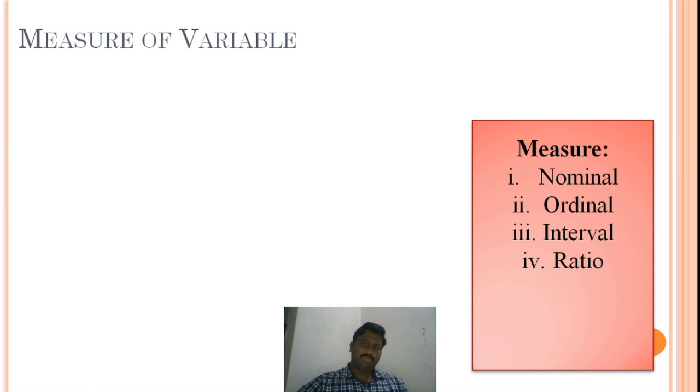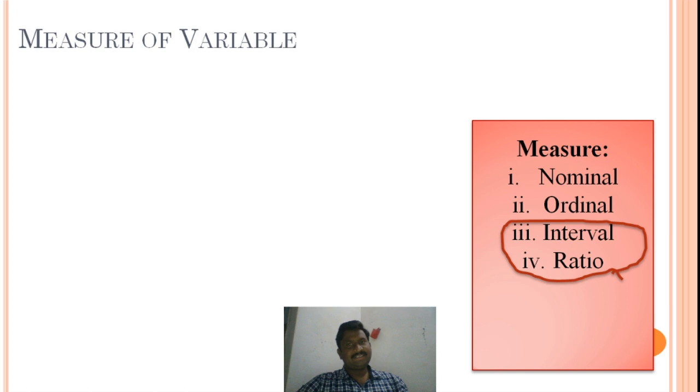And interval and ratio do not differ in the property or in the operation in a statistical way. The only difference between interval and ratio is that ratio has absolute zero, interval measure has no absolute zero. So SPSS does not discriminate between interval and ratio. So it gives scale. So in SPSS you will find only three measures: nominal, ordinal, and scale. Okay.